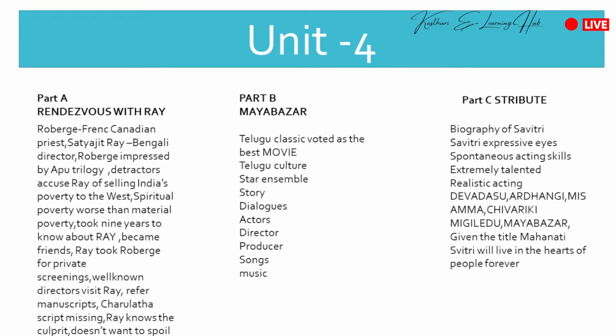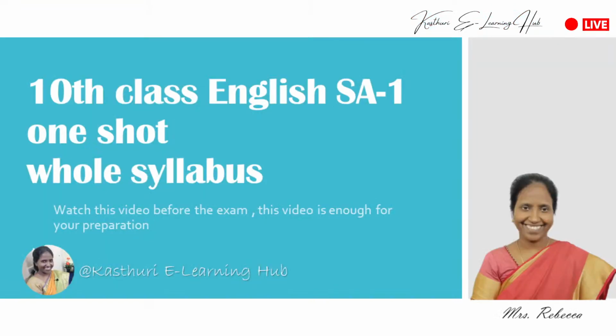So you go through the textbooks once, and in this unit, you can refer to the interview of Roberts, the conversation between Roberts and Ray on the event of the Charulata script going missing. There are also some comprehensions which were asked from the Rendezvous with Ray lesson. Those comprehensions I have also posted in the playlist. Please go through them.